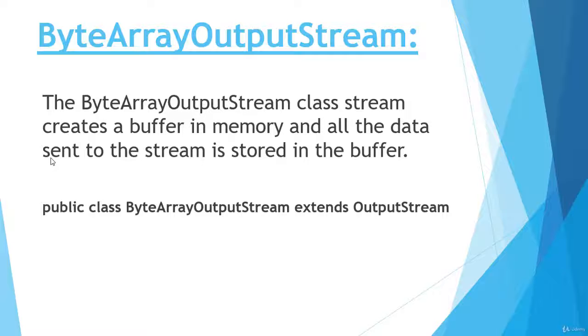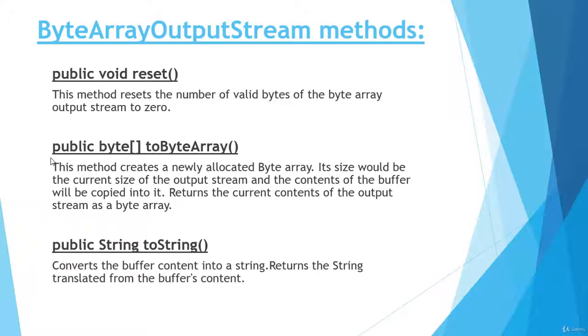Now the ByteArrayOutputStream extends the OutputStream class. We know that. Now these are the methods present in the ByteArrayOutputStream class. First of all, we have the reset method. This method resets the number of valid bytes of ByteArrayOutputStream to 0. So this method basically resets the valid bytes of the array to 0.